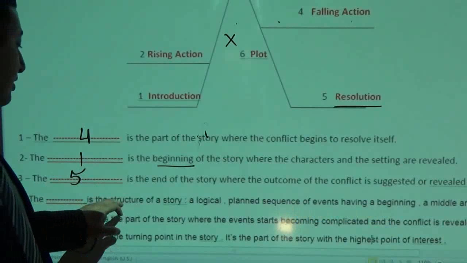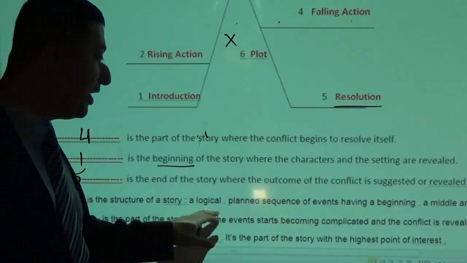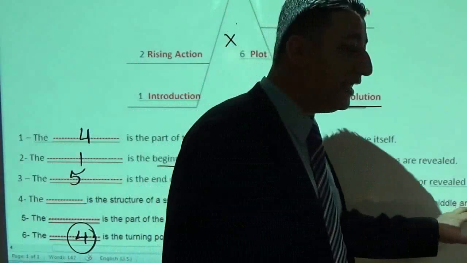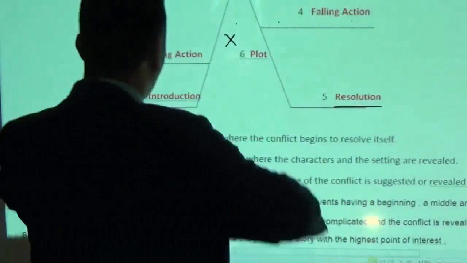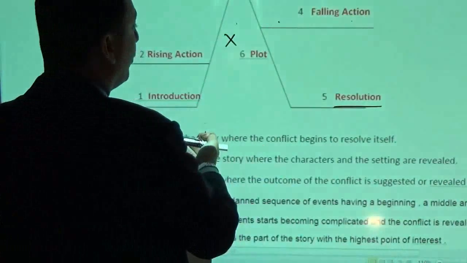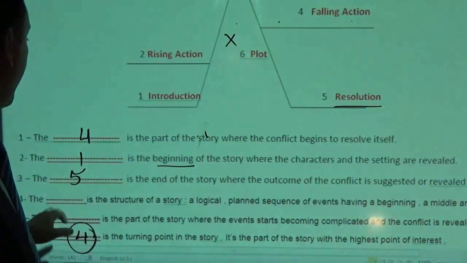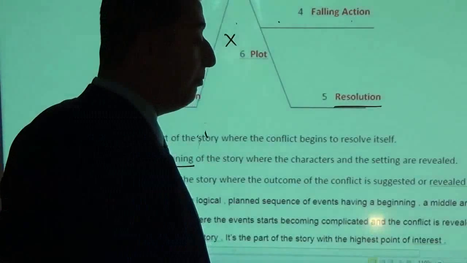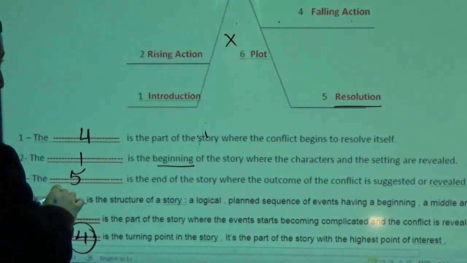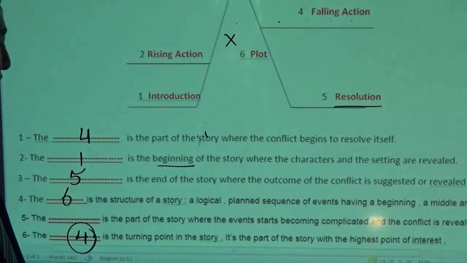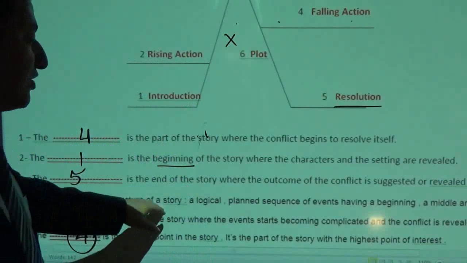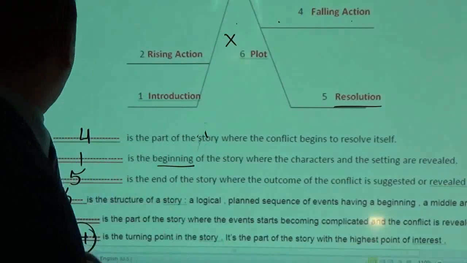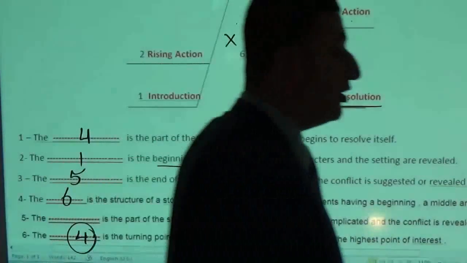Number four, the structure of the story, a logical planned sequence of events having a beginning, middle, and an end, where all the elements of the story are formed. This is called what? This is called the plot. Again, the whole structure of the story is called the plot. Next.